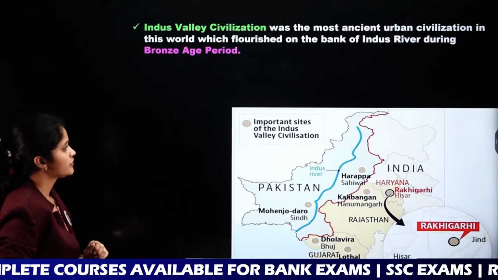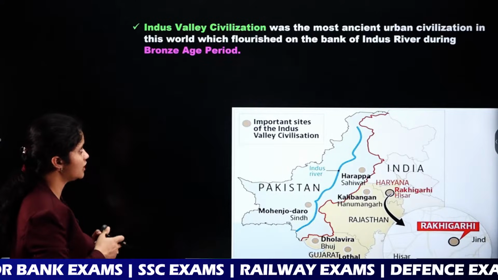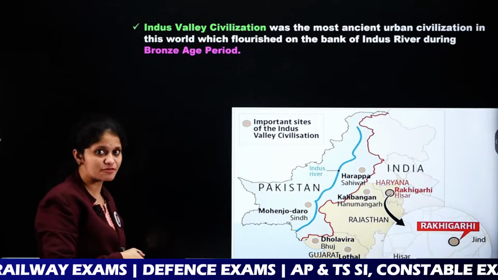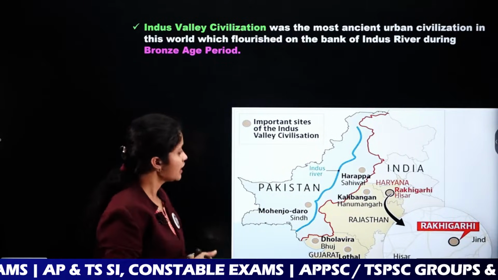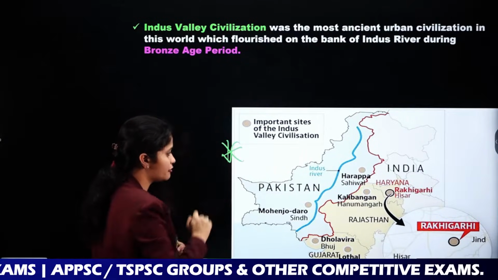Then moving to the other important one: the most ancient urban civilization in the world, which flourished on the bank of the Indus river during the Bronze Age period. Are you clear in which age period it is? In the Bronze Age period. And I have provided a map of the important sites of the Indus Valley civilization.